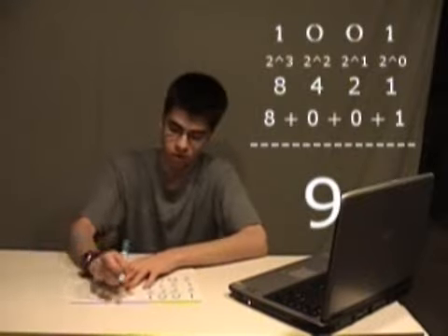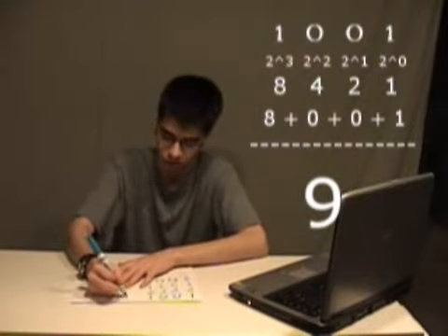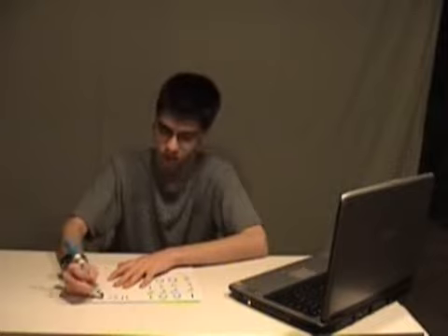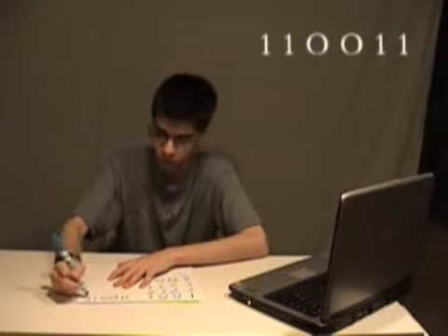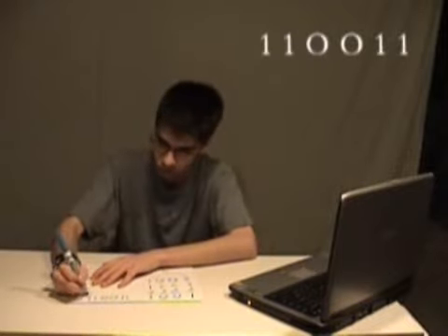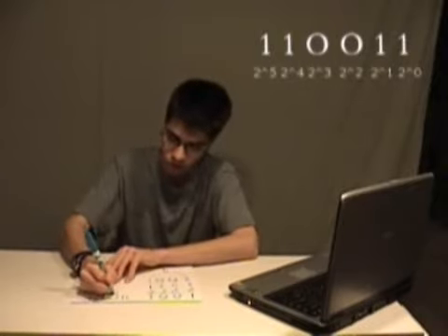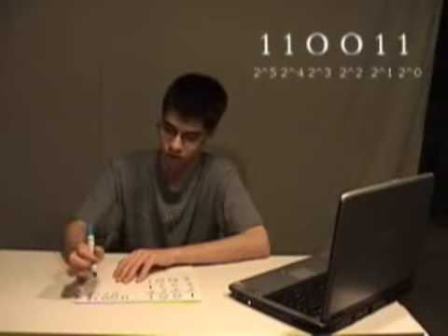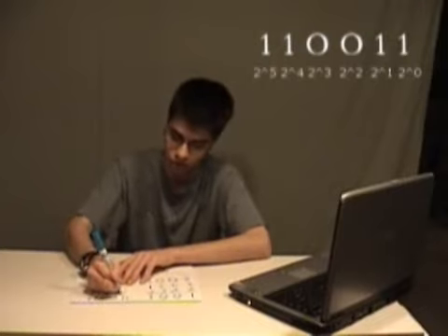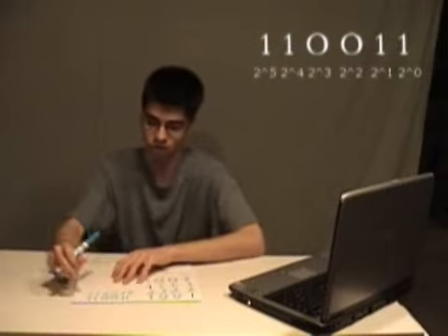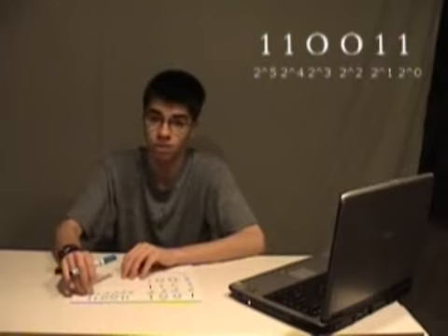Now, we're going to go to something a little harder here. We'll do 6 digits: 1, 1, 0, 0, 1, 1. We'll renumber with our place values again: 2 to the 0, 2 to the first, 2 to the second, 2 to the third, 2 to the fourth, and 2 to the fifth. Because we have 6 digits here, and you always start with 0.